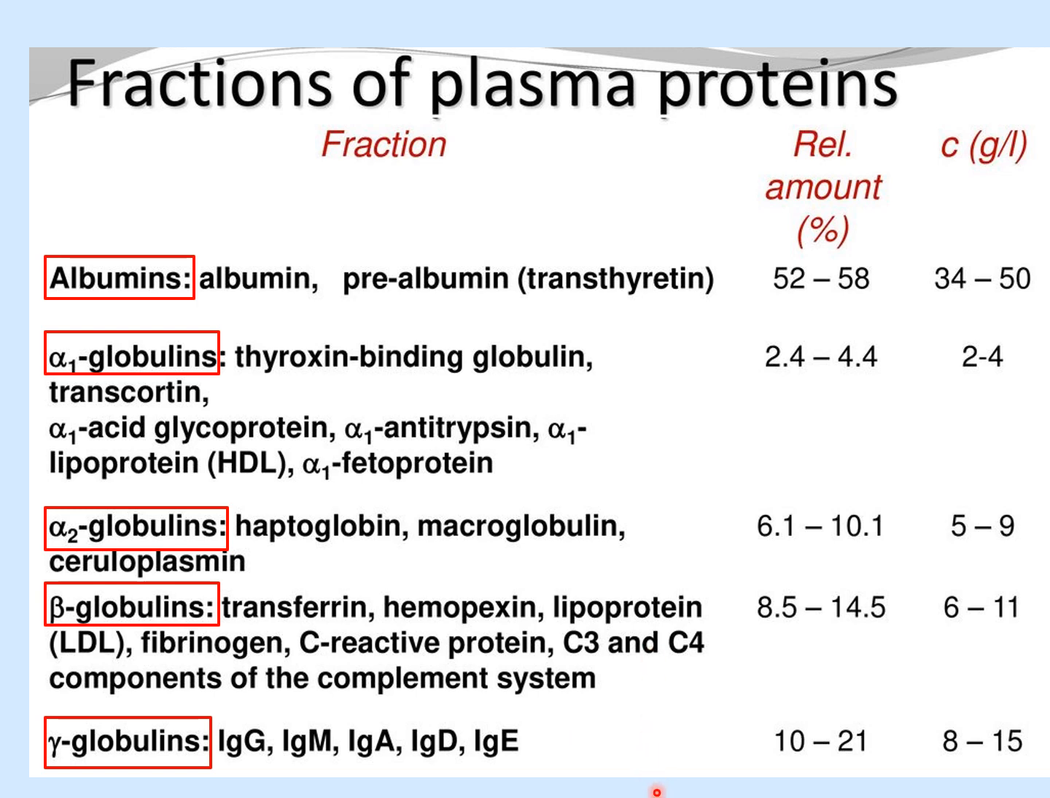We named 5 fractions in serum proteins: albumins, alpha 1, alpha 2 globulins, beta globulins, and gamma globulins. Practically every one of these fractions has specific proteins, and this table illustrates which proteins are in every fraction. First of all, I want to say about albumins. In the fraction of albumins, we can find albumin and prealbumin.